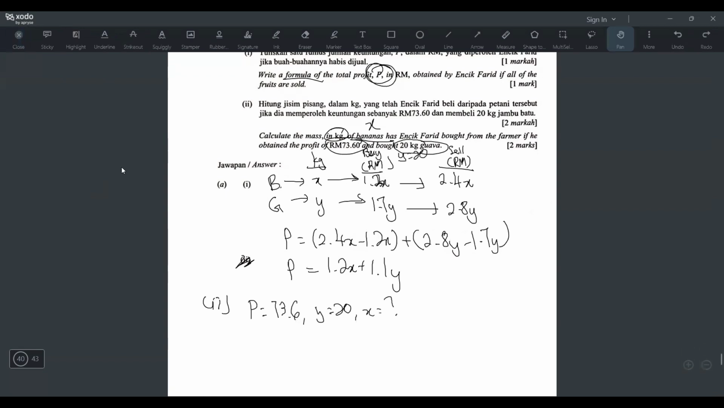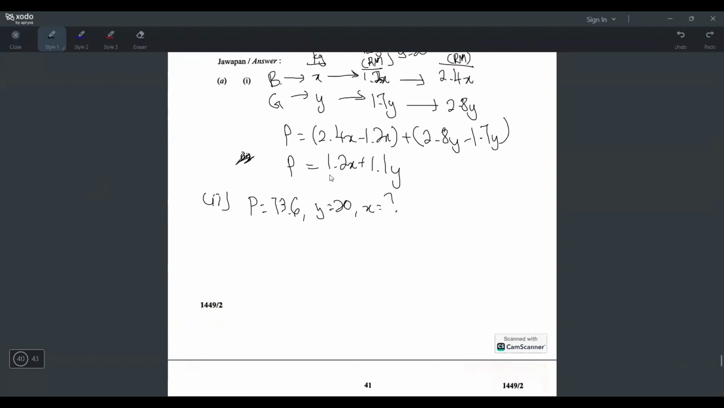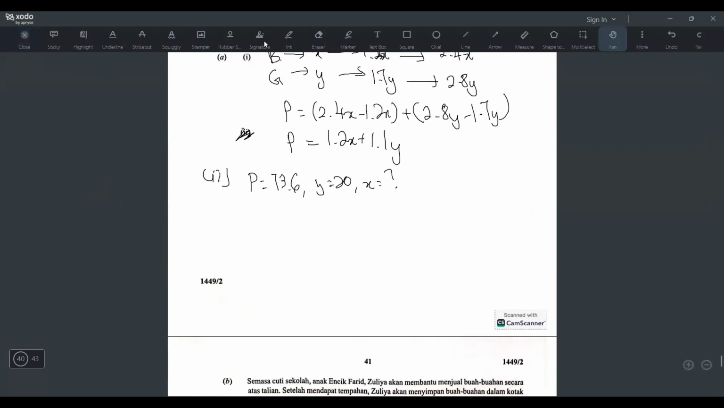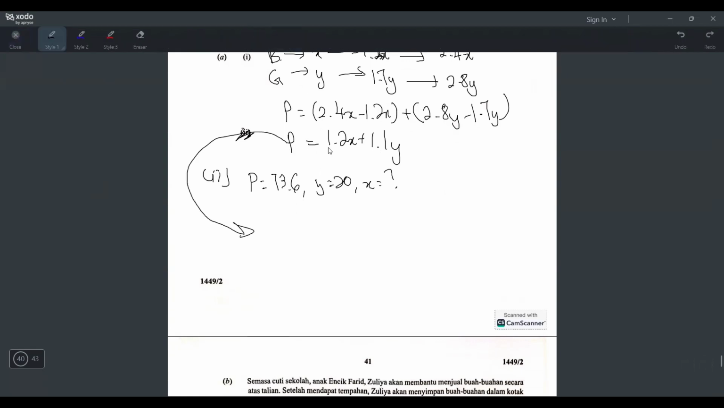So what you can do, just use the profit formula lah. Just use your answer from the last question. Just now you already have the profit formula, so just guna je lah formula ni. So the P is 73.6 equals 1.2 X, nak cari, and then 1.1 Y, where Y is 20. So now you just find your X, right? Let's press 1.1 times 20 first. Okay, my calculator gives me 22. And then now here is 73.6. So now how to find X? Okay, 22 hantar sana jadi minus. So let me press. Okay, I got 51.6.